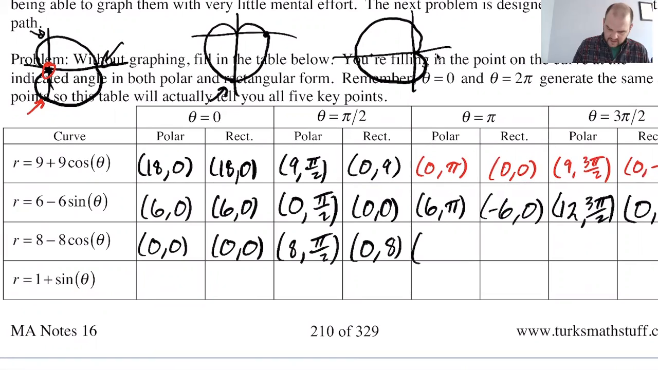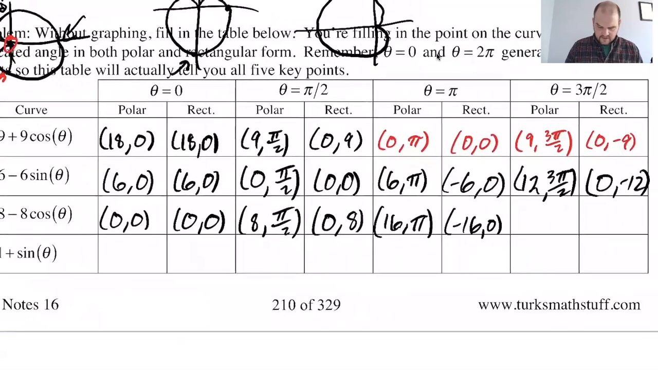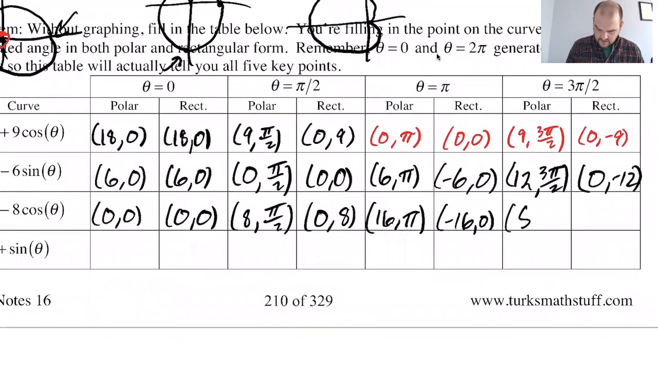When theta equals pi, I'm 16 units away from the origin, so it's going to be 16 comma pi. And then in rectangular, I'm on the negative x-axis, so that's going to be negative 16, 0. And then 3 pi over 2, I'm 8 units away again, so it's going to be 8 comma 3 pi over 2. And then that's on the negative y-axis, so that's going to be 0, negative 8. And then if we went to 2 pi, we'd get back to the origin to close the figure.